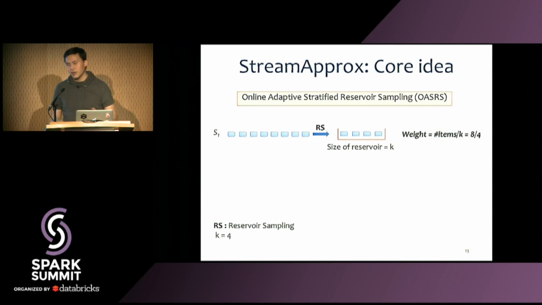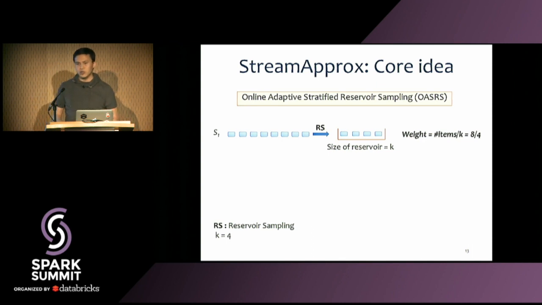And we recognize that the data items coming from different substreams should not be considered equally. The reason is that a substream that contributes more data items in the original data should be considered more important. And to preserve this property, we add a weight accordingly. So the weight is computed by the number of data items seen so far, divided by the sample size, or the size of the reservoir.